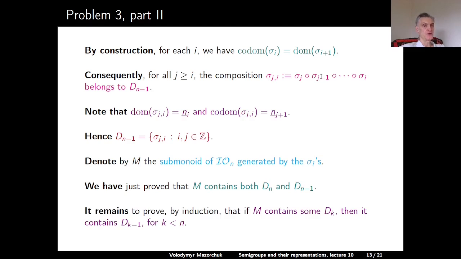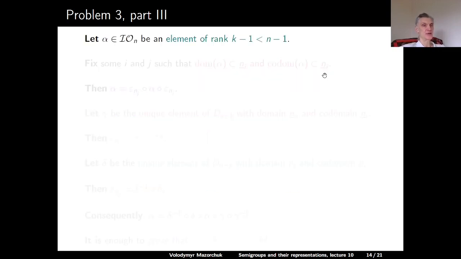So it remains to prove by induction that if M contains some D_k, then it also contains D_{k-1}, if k is smaller than n. So let alpha be an element in ION of rank k minus 1, which is smaller than n minus 1. Fix some i and j such that the domain of alpha belongs to n-underlined sub i, and the codomain of alpha belongs to n-underlined sub j. Such i and j of course exist because the rank of alpha is not n, it's strictly smaller.